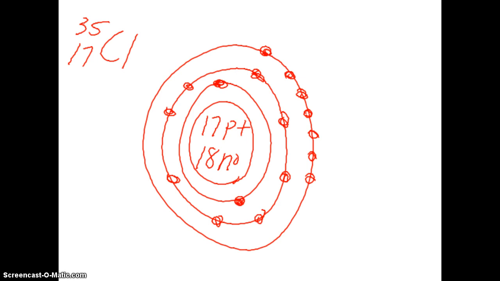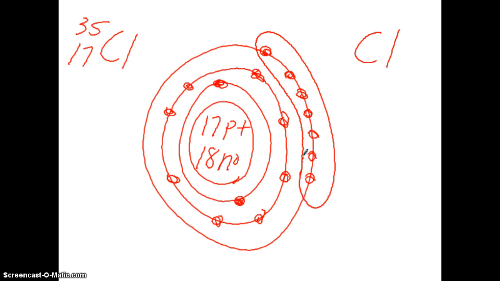Now the Lewis dot structure is next. The nice thing that's easy about the Lewis dot is all we do is we take that element and we put the number of valence electrons. Valence means extra. Chlorine has 7 extra electrons. So we do 1, 2, 3, 4, 5, 6, 7. Okay. So that would be our model for chlorine.